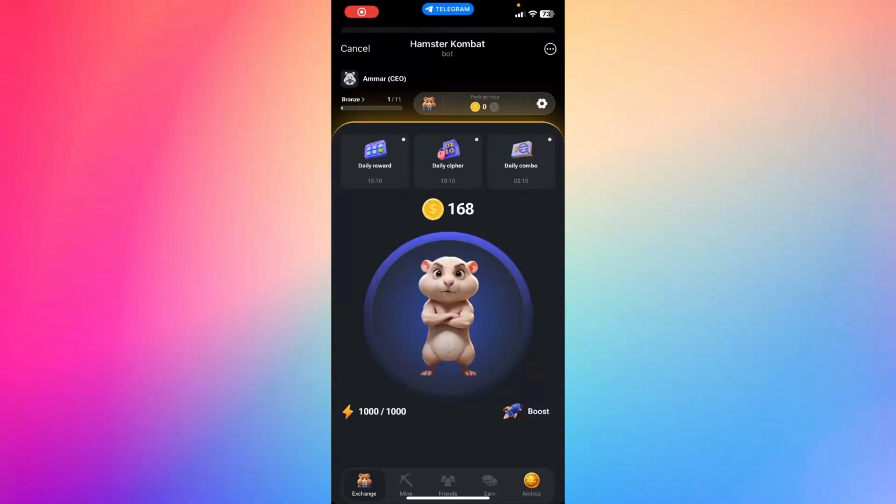My name is Adam. Today I'm going to show you how to exchange Hamster Kombat coin to money. So to exchange your Hamster Kombat coin for money, you will need to follow these steps.